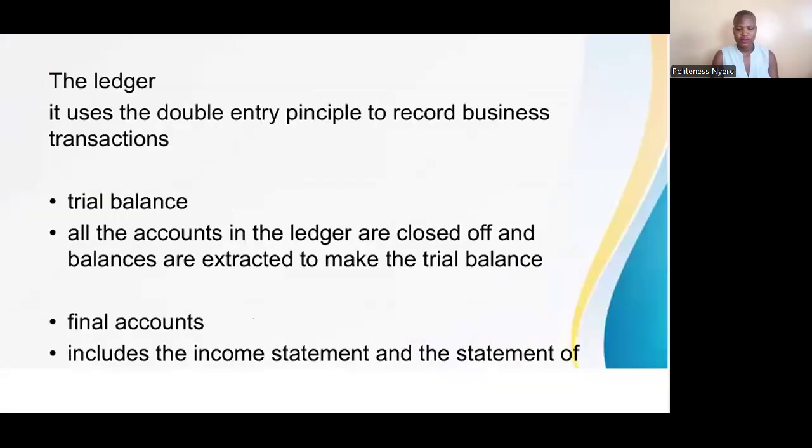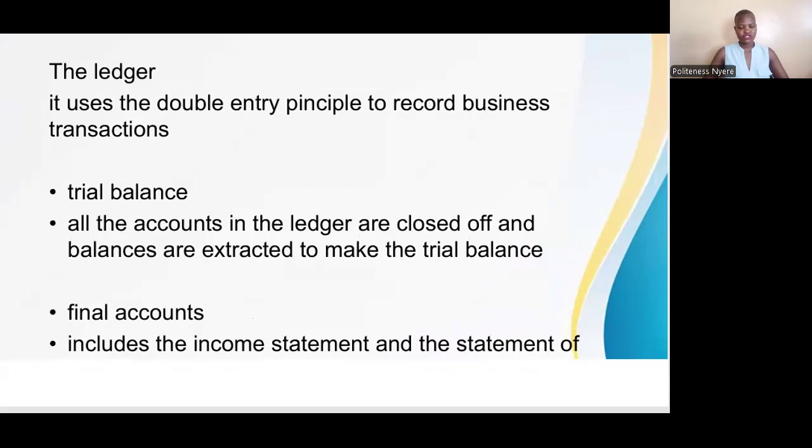Okay, then from the journals we have the ledger, and in the ledger we use what we call the double entry principle. That principle states that for every transaction there are 2 parties involved, so every transaction is supposed to be recorded twice, once as a debit and once as a credit. And it is because of the accounts in the ledger that we'll be able to extract a trial balance.